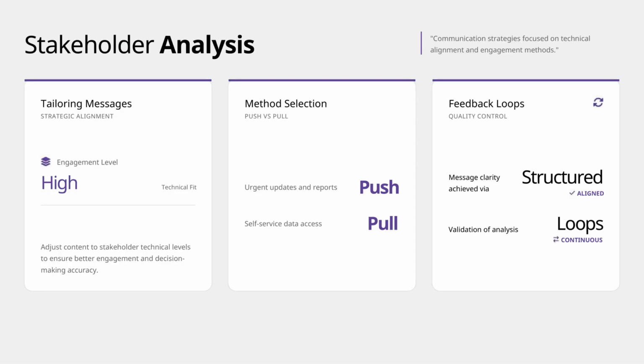Effective stakeholder analysis requires tailoring messages to technical levels, choosing push or pull communication methods, and establishing feedback loops to validate insights. This slide explains how aligning content and delivery with stakeholder needs ensures clarity, continuous validation of analysis, and a culture of structured, ongoing communication.